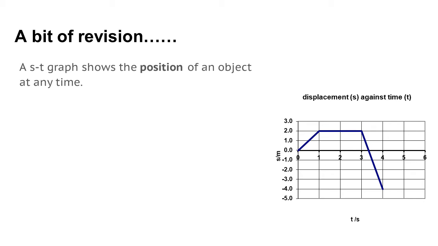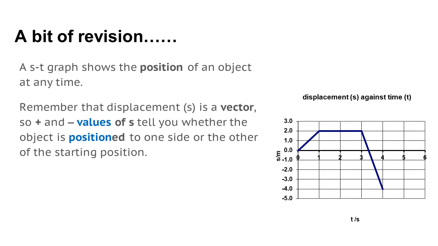First of all, they tell you how far the object is away from the starting position, but the other thing that they show you, through the negatives and positives here, is what direction the object is, or what side of the starting position it is. Because displacement's a vector, these positives and negatives can tell you whether it's one side or the other side of the starting position.